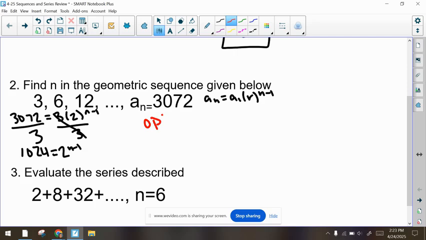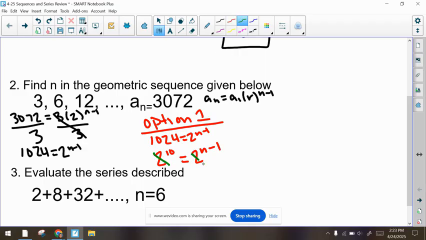When we were in class earlier in the week, I gave you 2 options to solve this one. I'm going to show you them again today. Option 1 is to get like bases. So I could keep typing into my calculator 2 to some power that's eventually going to give me 1024. So if I keep going, 2 to the 10th is 1024. And now that I have the bases the same, I can get rid of them, set my exponents equal, add 1, so n is 11. So that would tell me that 3072 would be the 11th term in the sequence if I kept multiplying by 2.